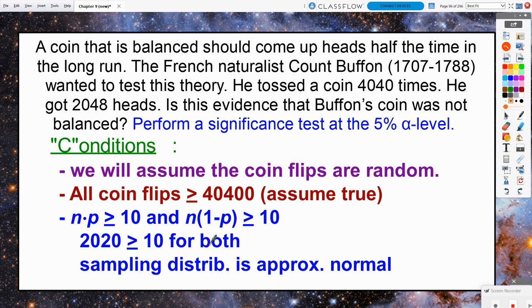For the normal condition, are n times p and n times 1 minus p both greater than or equal to 10? For p, we have to use the hypothesized value of 50%. So how many hypothesized successes and how many hypothesized failures would we expect to see out of our 4,040 flips? Well, 2,020 heads and 2,020 tails, both of which are greater than or equal to 10. So our sampling distribution is approximately normal, and we will get to use normal CDF later to calculate the p-value.